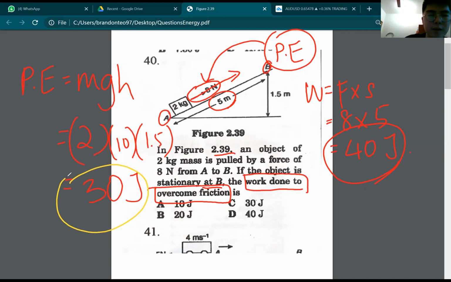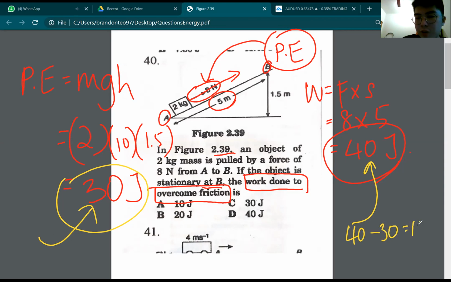At the top, at B, the total potential energy gained by the box is just 30 joules. But the work done is 40 joules. Why? Where is another 10 joules? Another 10 joules is used to overcome the friction. So you get 40 minus 30, you get 10 joules. This 10 joules is used to overcome the friction as it goes up.